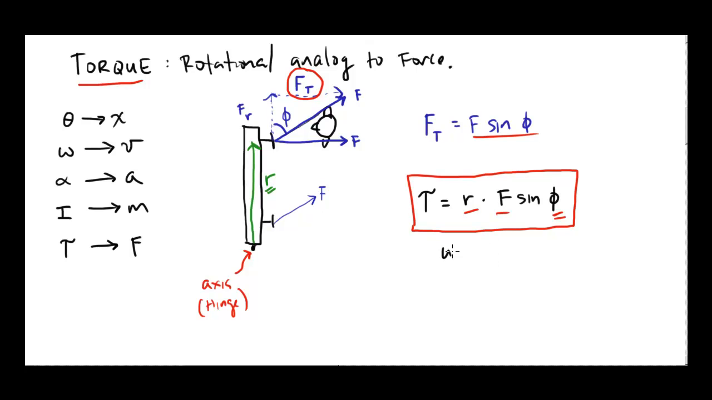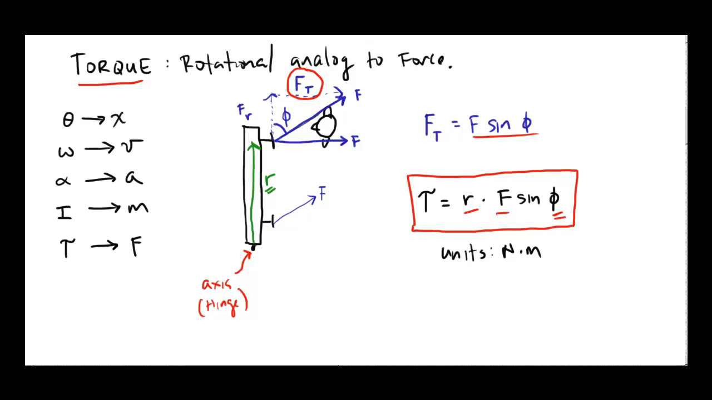Quick word on units here. Force is in newtons, radius in meters, so the unit for torque is the newton meter, which we have to be careful about, because newton meter, we've seen that before. We use that for impulse or momentum. This is equivalent in terms of the dimension to momentum, but torque and momentum are not the same thing. So it's possible to get that confused. So don't get this confused with momentum.